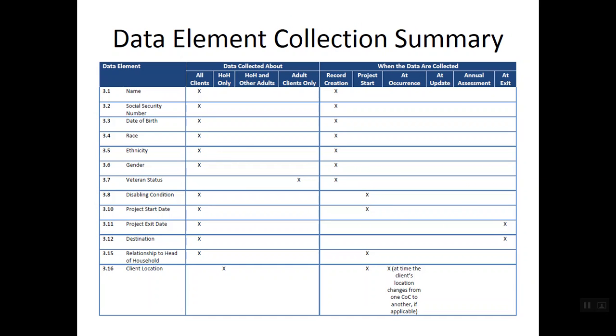The next few charts that you will see are pulled directly from the HUD HMIS Data Dictionary and Data Manual. They show you both the universal data elements, which are shown on this screen, and the program-specific data elements on the next. This chart tells you for whom you should be collecting the data and at what point during their enrollment you should be collecting each data element. So again, this slide is a list of the mostly universal data elements.